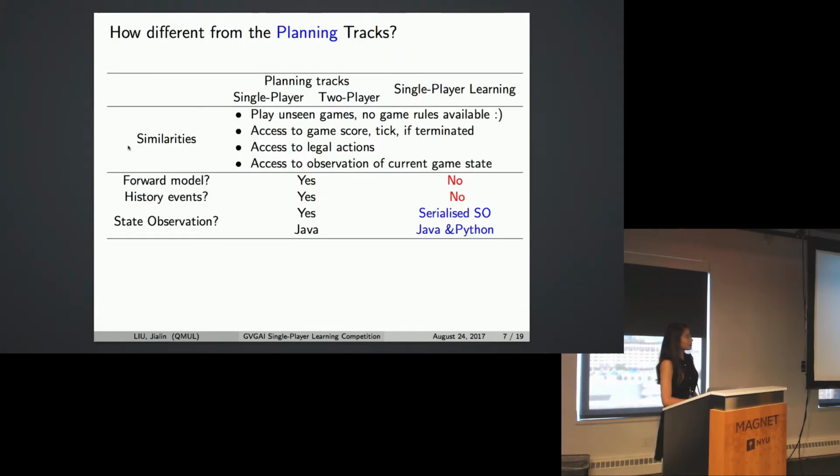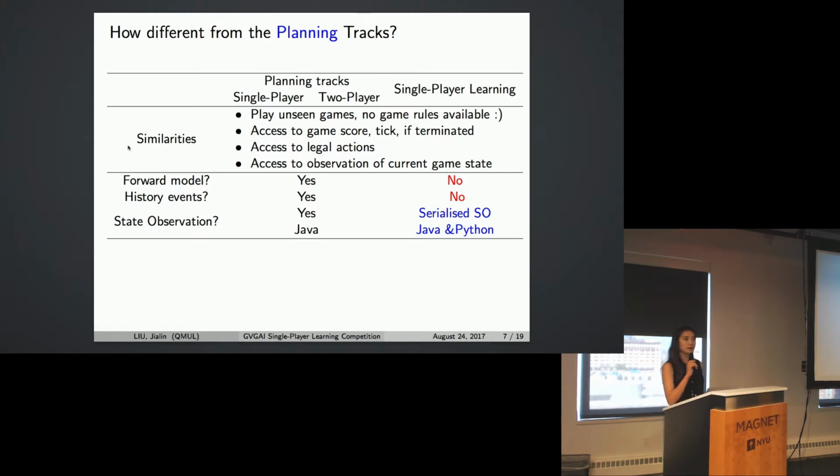Okay, this table summarizes the difference between the learning track and the planning tracks. They all play unknown games, and you will have access to the state observation, but not access to the forward model. What is included in the state observation? You have the game tick, you have the game score, but not game rules, and you have the legal actions at every game tick, and the observation of the other sprites in the world, and also the world dimension.